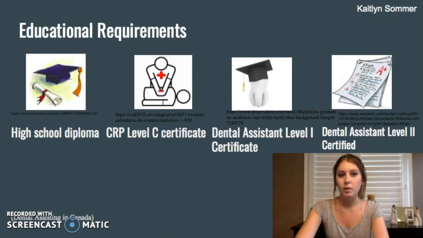So educational requirements to become a dental assistant include a high school diploma, preferably with knowledge in science-based courses such as biology and chemistry. They're required upon acceptance to dental assistant programs. Some dental assistant programs also require a CPR Level C certificate, and dental assistants receive their education through community colleges, technical institutes, universities, or dental schools. And graduates receive a certificate upon completion. And to become a certified Level 2 dental assistant, successful completion of the dental assistant board exam is required.